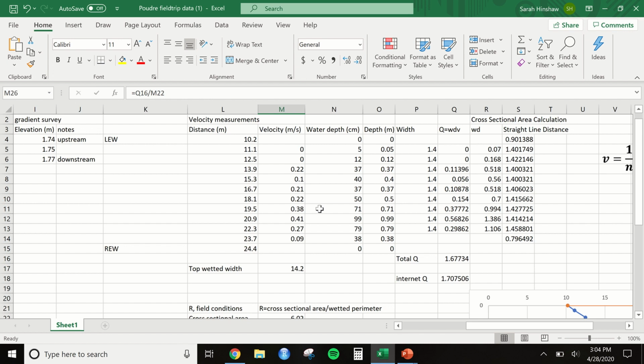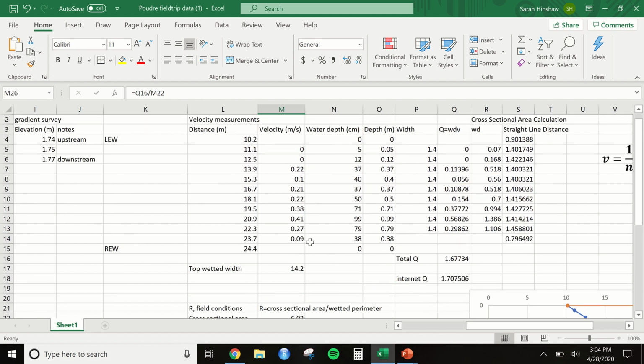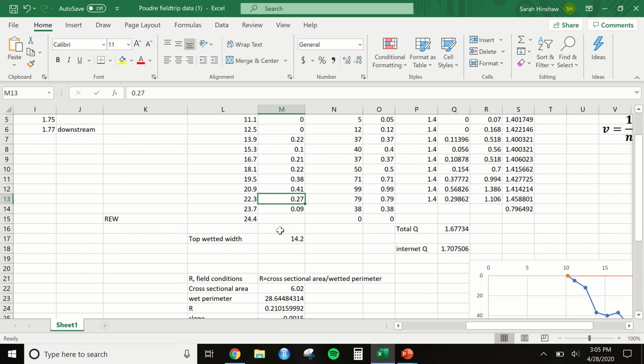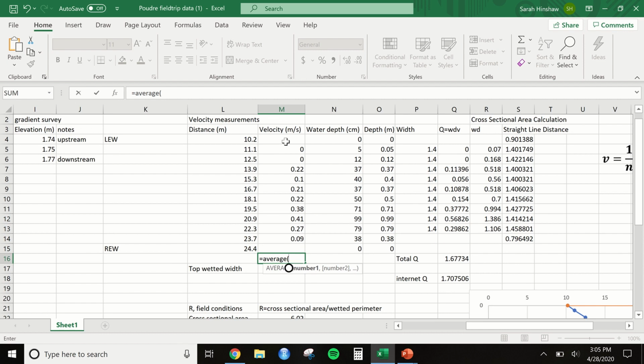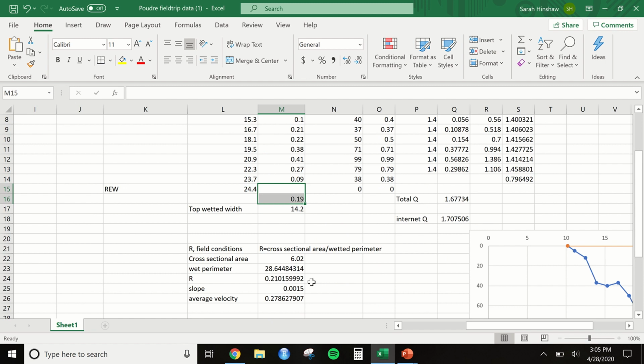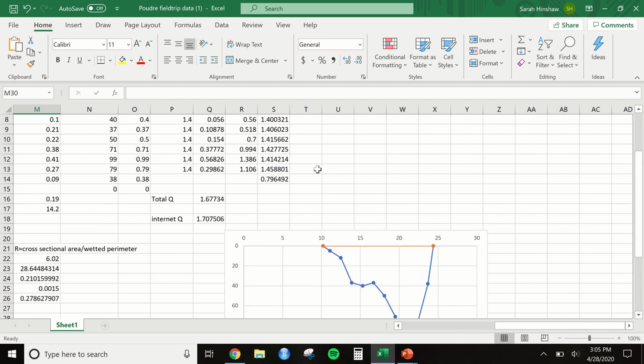Just to compare that to what we had here, let's average this and see if it gets close. Not really. See, this is actually a lot more. So let's back calculate n and see what we come up with.